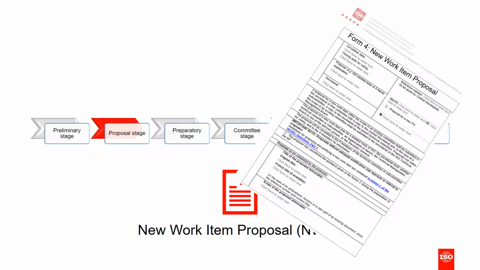Acceptance requires a 2/3 majority of P members voting, and a commitment to actively participate from at least 5 P members, or 4 if there are fewer than 16 P members in the committee. Once accepted, a new project is registered in the programme of work and the target dates are set.